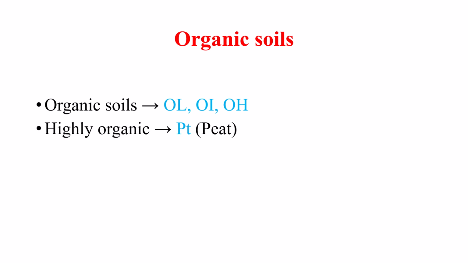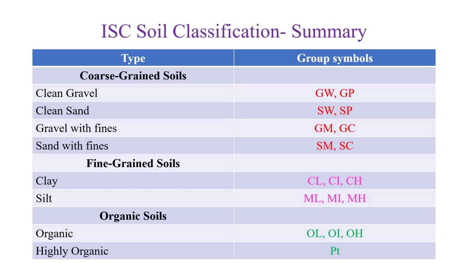Soils with organic content are classified separately. They are denoted as OL, OI and OH to show low, intermediate and high plasticity, and highly organic soils as peat. This table summarizes the entire Indian Standard Soil Classification System. Pause and review for quick revision.